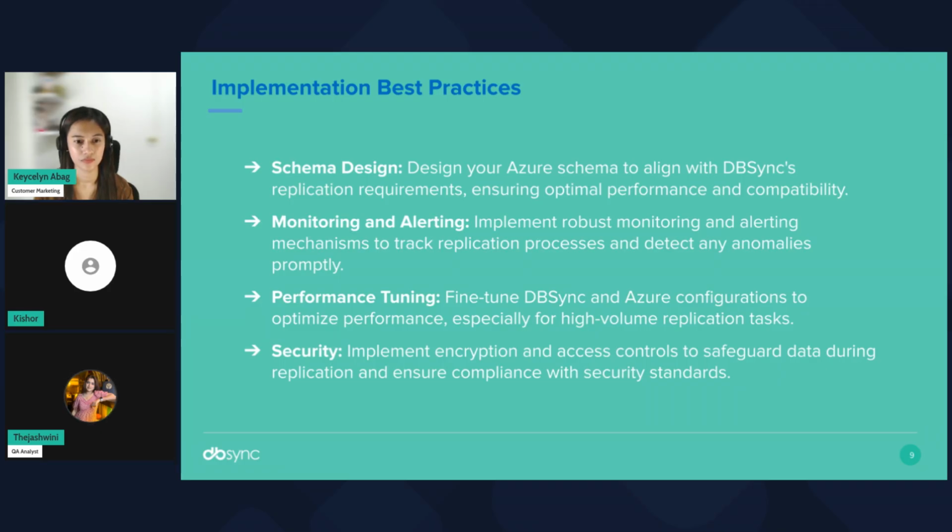And lastly, I would like to talk about security, which is one of the key aspects here, which all the organizations are very keen about. So implementing encryption and access controls to safeguard the data is very important. Both DBSync and Azure offer robust security features, which include rest and transit encryption. So we are sure that this will ensure the data transfer to Azure via DBSync remains secure and compliant with industry regulations.